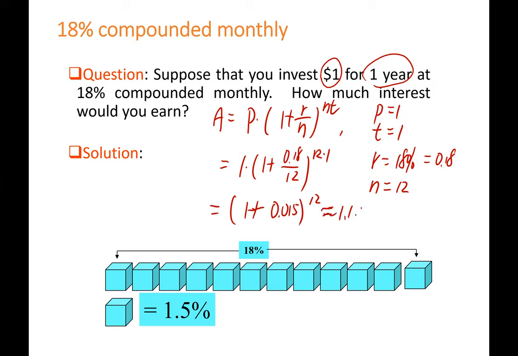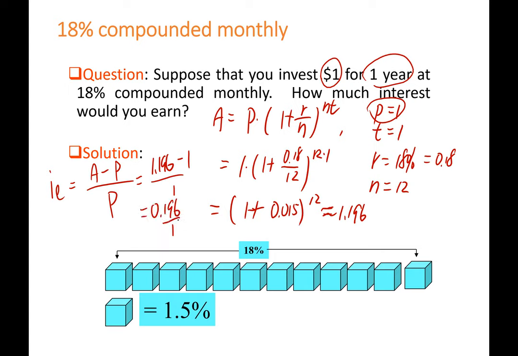approximately 1.196. And then if you look at the rate, the actual borrowing cost, the effective interest rate should be the ending balance minus beginning balance over the beginning balance. So it's 1.196 minus one, the initial balance is one, dividing by one. So this turned out to be 0.196, that's 19.6%. So the actual borrowing cost or APR is actually 19.6% instead of the 18% nominal rate, right?